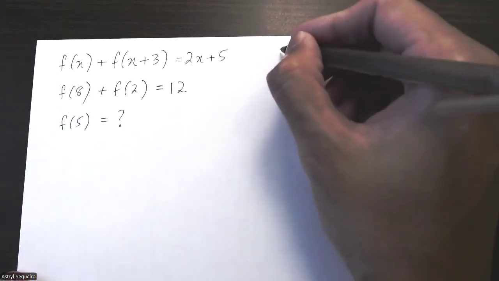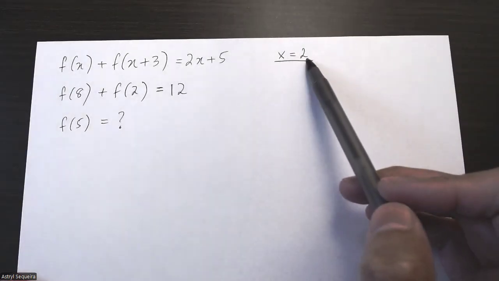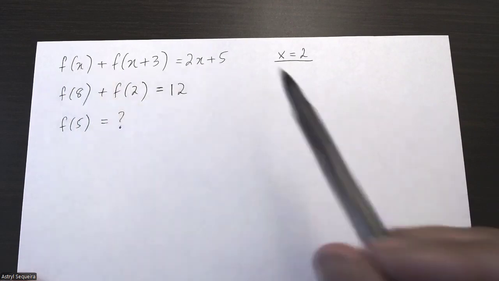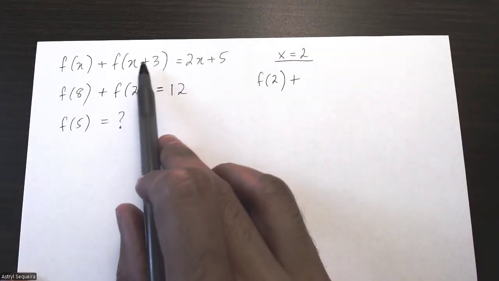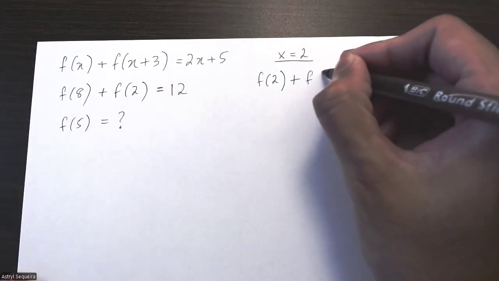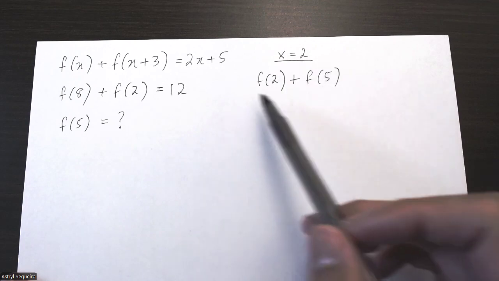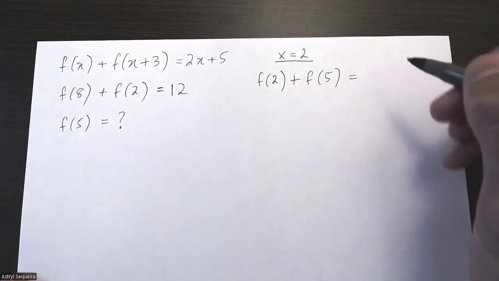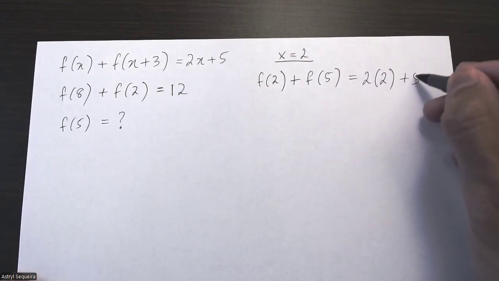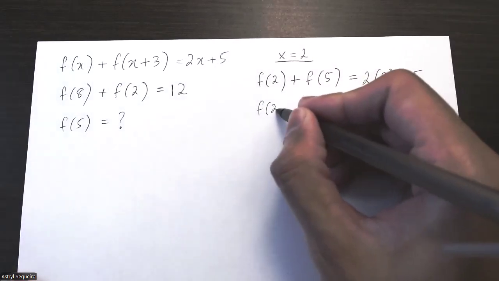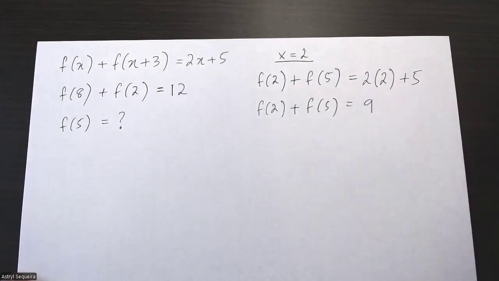I'll first pick my x as 2. And the reason why I pick x as 2 is because if I sub in 2 over here for x, so this becomes f of 2. Over here, 2 plus 3 is 5, and I'll get f of 5. And f of 2 and f of 5 are both involved in this question, so I know I'm on the right track. This is going to equal to 2 times x, which is 2, plus 5. And then I can just simplify this. So f of 2 plus f of 5, 2 times 2 is 4, plus 5 is 9.